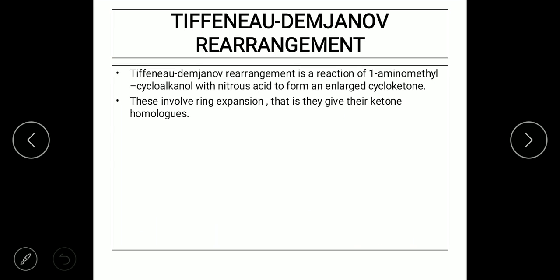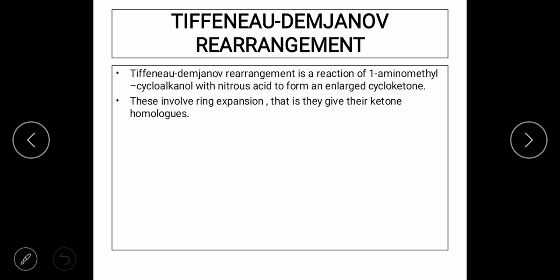Now next let us study the Tiffeneau-Demjanov rearrangement. The Tiffeneau-Demjanov rearrangement is a reaction of 1-aminomethyl cycloalkanol with nitrous acid to form an enlarged cycloketone. These involve ring expansion, that is, they give rise to their ketone homologues. See, Arndt-Eistert and also the Demjanov rearrangement are similar because both of them give rise to the homologous series. There is always going to be one carbon atom added in the product.